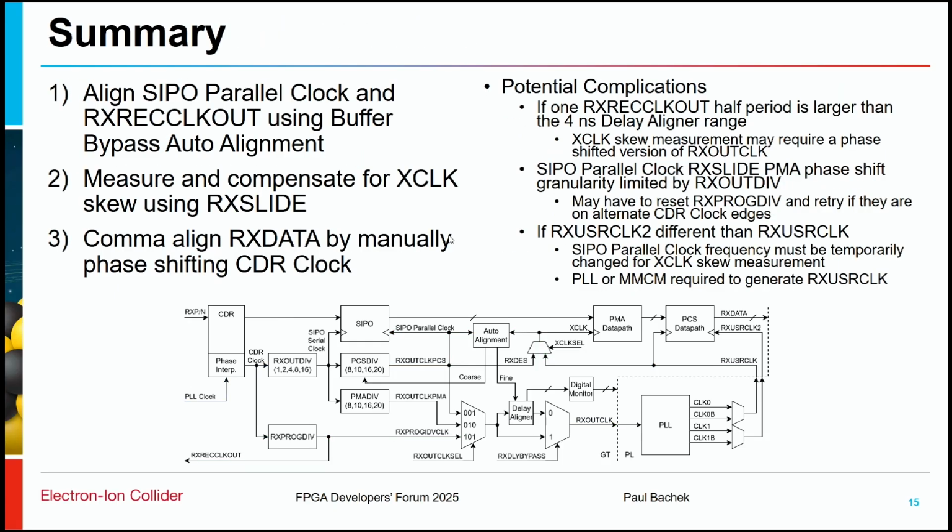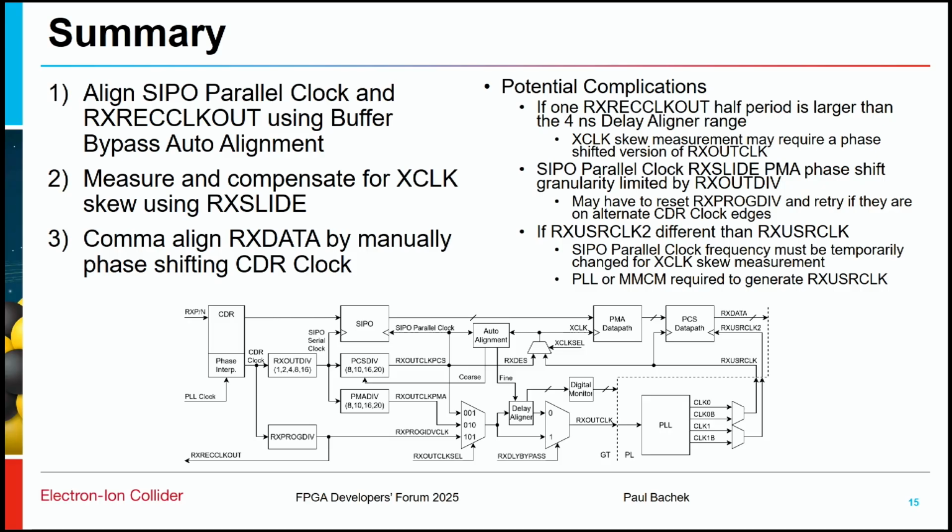So just a quick summary of what we did. We aligned the recovered clock that comes out of the transceiver and not routed through fabric using the buffer bypass auto alignment feature. We compensated for the fabric delays, which would affect the alignment of the deserializer clock and the recovered clock. And then we aligned the data to a comma boundary, in turn shifting the recovered clock onto exactly where we want it in phase with the recovered data. So now the job of the receiver is done.